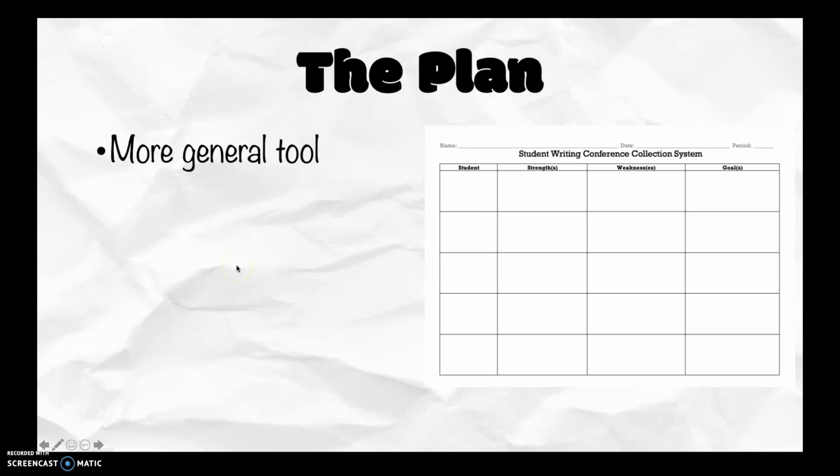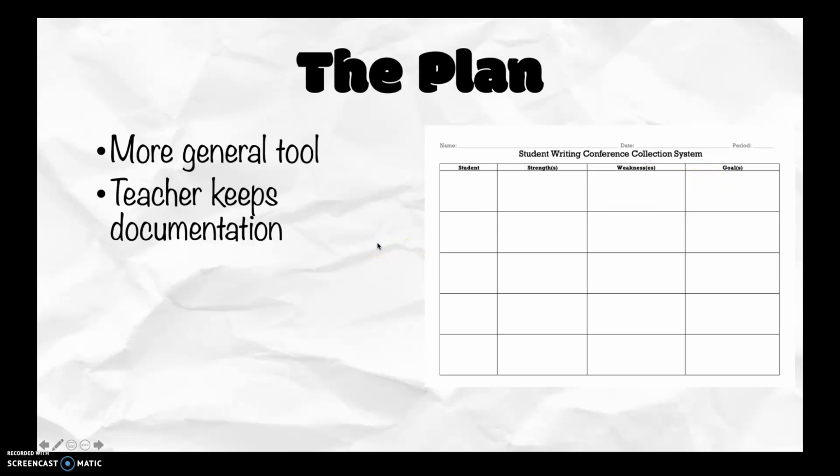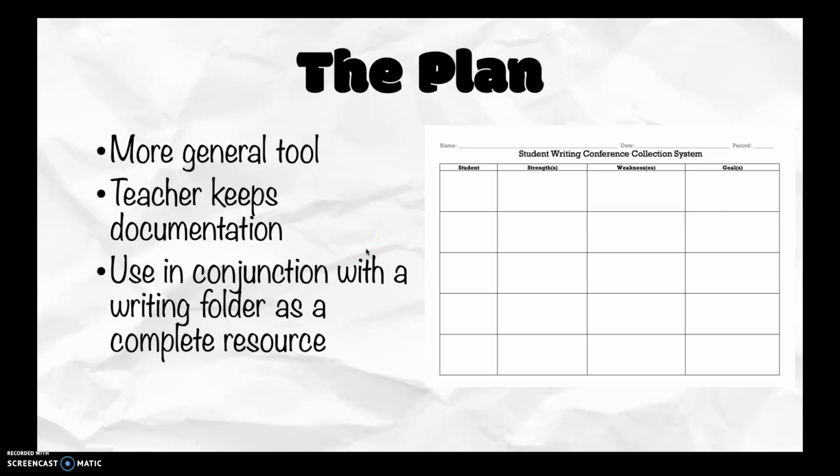So what I did create was a collection system for myself. I took the goal sheet from my first and second year teaching, and I turned it into something that I could use and keep anecdotal notes on. That's a more general tool for students. So I have the student name here. I would write down their strengths and weaknesses after our student-led conversation and then write down the goals that they decided to proceed with. I would keep this myself, obviously, because these would be anecdotal notes. And then this would be used in conjunction with a writing folder as a complete resource.